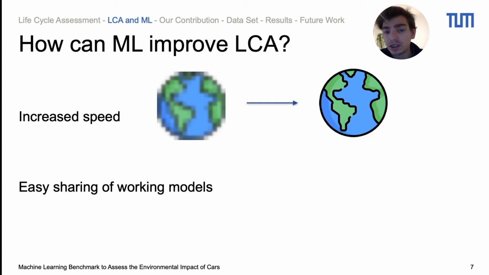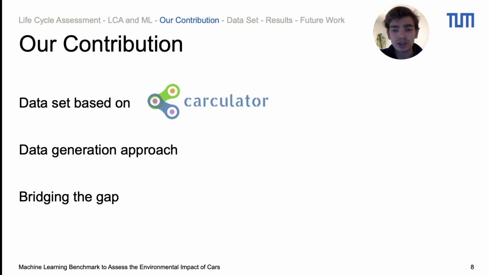So even though there are advantages in using machine learning in LCA, unfortunately there haven't been many advances in this area in the last years. We think one of the main reasons for this is that there aren't any datasets available, especially none that machine learning practitioners can easily access and use for their purposes. So our contribution, therefore, aims to provide such a dataset.